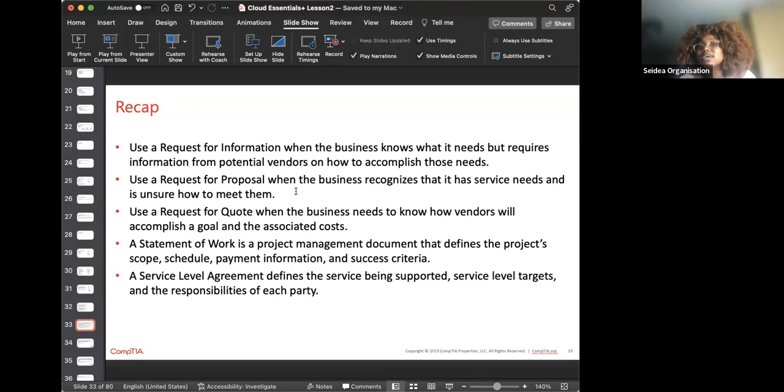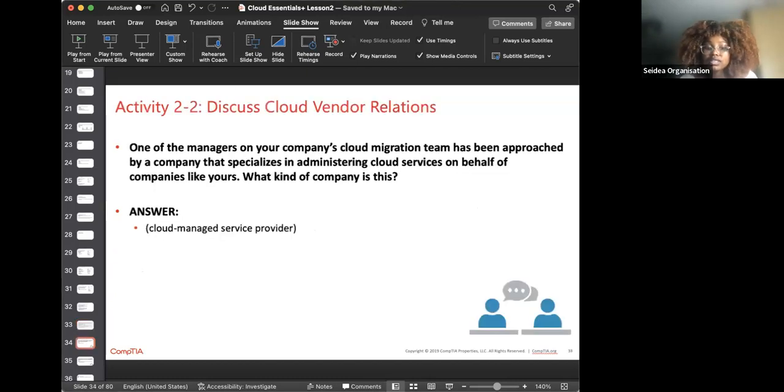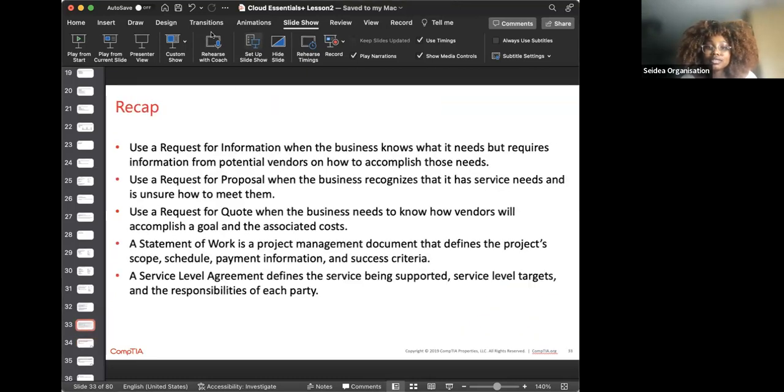Now, when we're looking at a service level agreement, it defines the services being supported. It also looks at what the service level targets are and the responsibility of each party within that service level agreement.